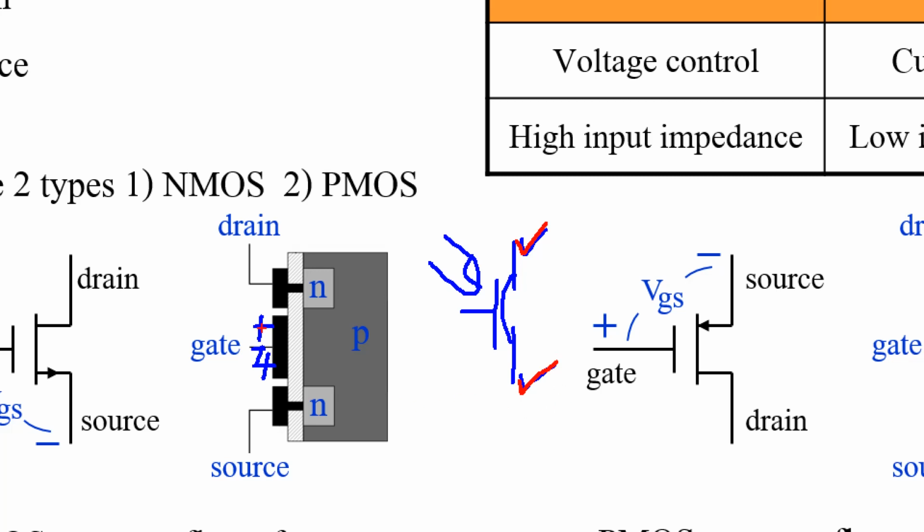For this one, after you apply positive voltage at this gate terminal, it will induce this N channel. So this N and this N are shorted together. That means the voltage at this side and this side become the same, if I assume that this N channel has very low resistance.